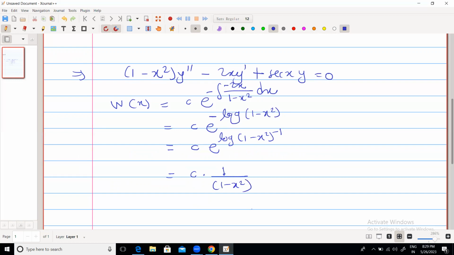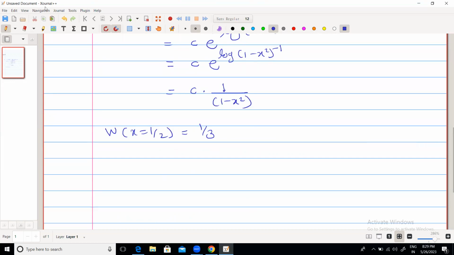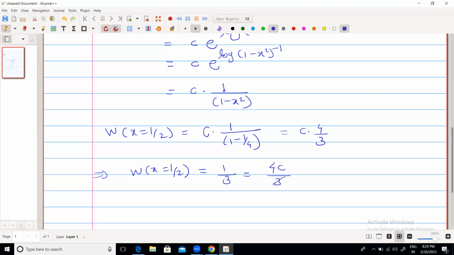So it is given that Wronskian at x is equal to 1 half is 1 by 3. Okay. So by this formula, this is c into 1 upon 1 minus 1 by 4, right? Okay, so this is 3 by 4, 4 by 3, c into 4 by 3 or 4c by 3. Given that Wronskian at x is equal to 1 by 2 is 1 by 3 and this is 4c by 3. So from this we get the value of c to be 1 by 4.